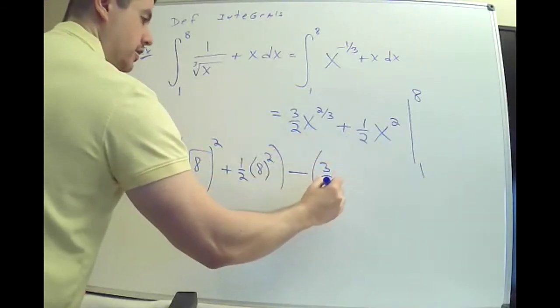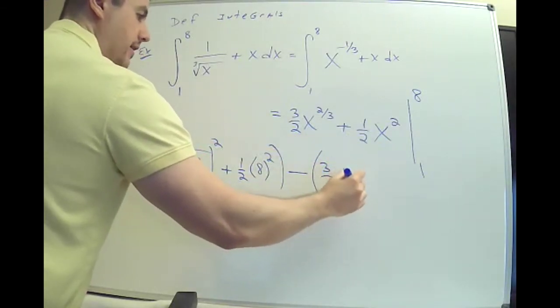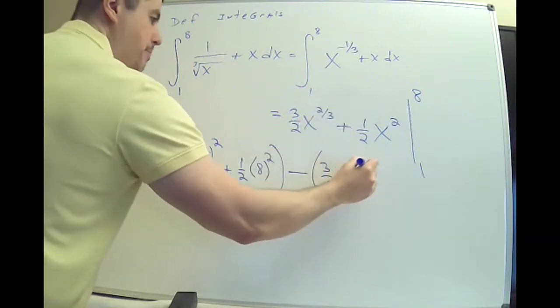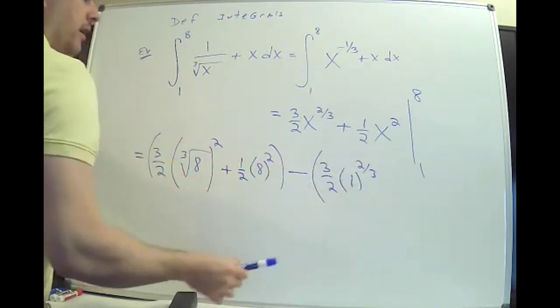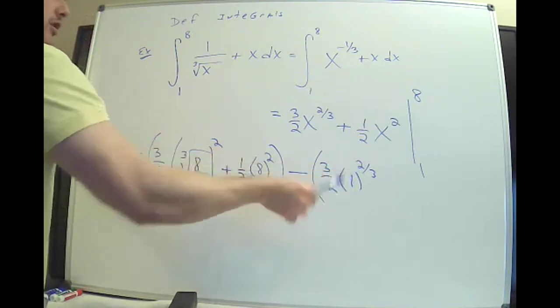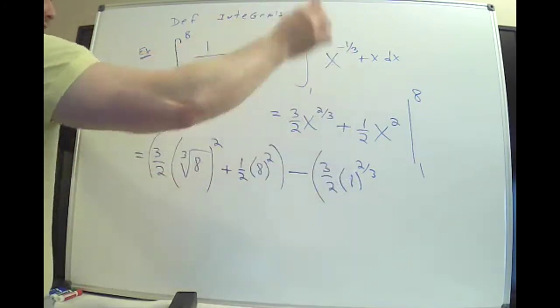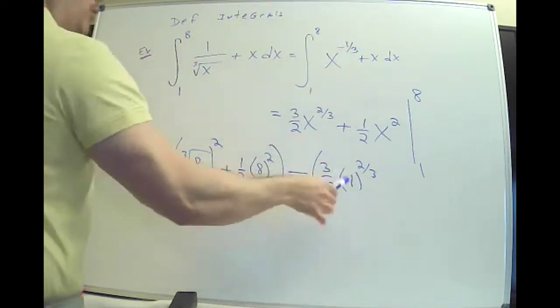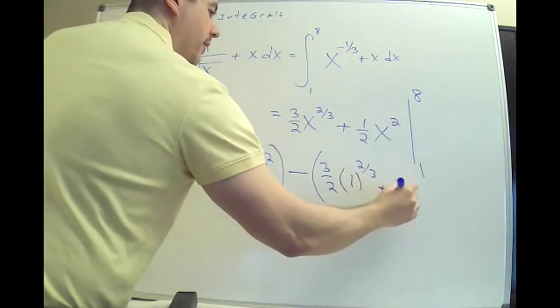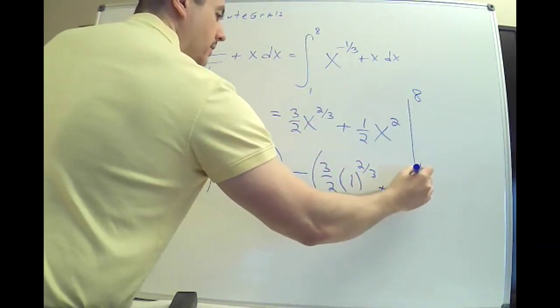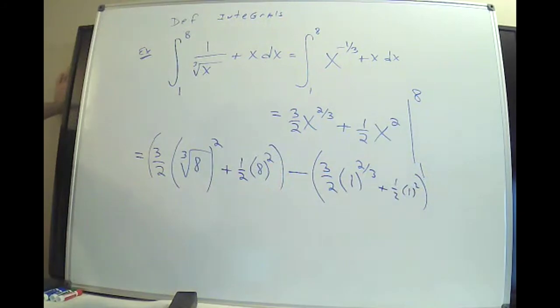So you do 3 over 2. Now, 1, this time it doesn't matter. No matter what power you raise 1 to, you get 1. You do 1 to the 2/3, it's 1. You do 1 to the 55 over 7, 1. It doesn't matter what power of 1, you get 1. And then you're going to do 1/2 times 1 squared, which is also 1.